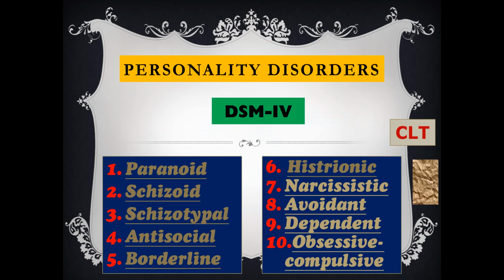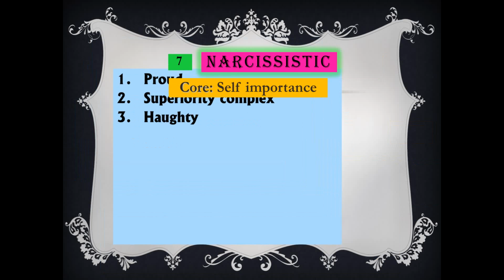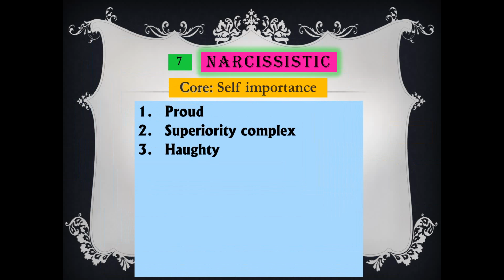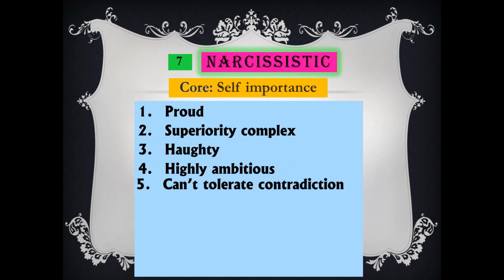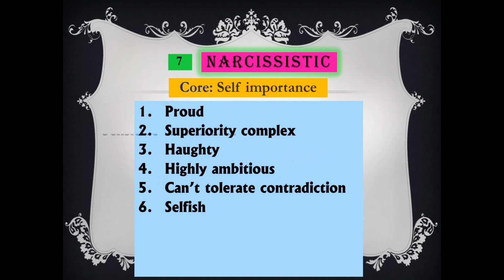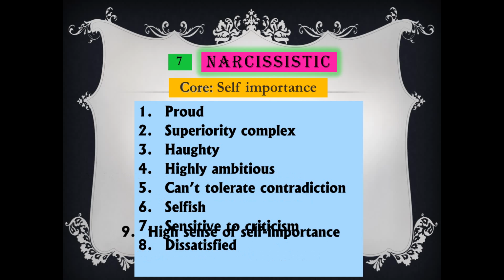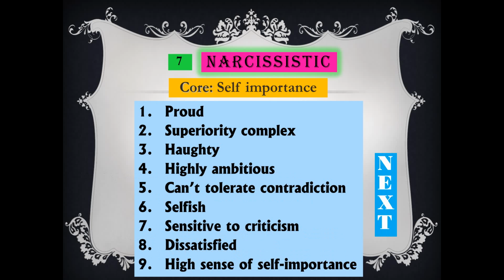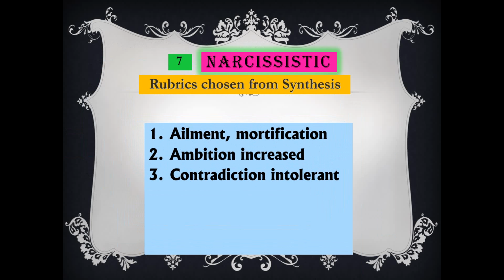Now we go to the last of this cluster 2, narcissistic, and here the core is self-importance. I am great. My importance is maximum. Everybody in the family is secondary to me. Everybody in the class is secondary to me, and I am the main person. Proud, superiority complex, haughty, hot-tempered, highly ambitious, cannot tolerate contradiction. There will be fights, there will be quarrels, selfish, sensitive to criticism. Such people are hardly able to take criticism. High sense of self-importance.